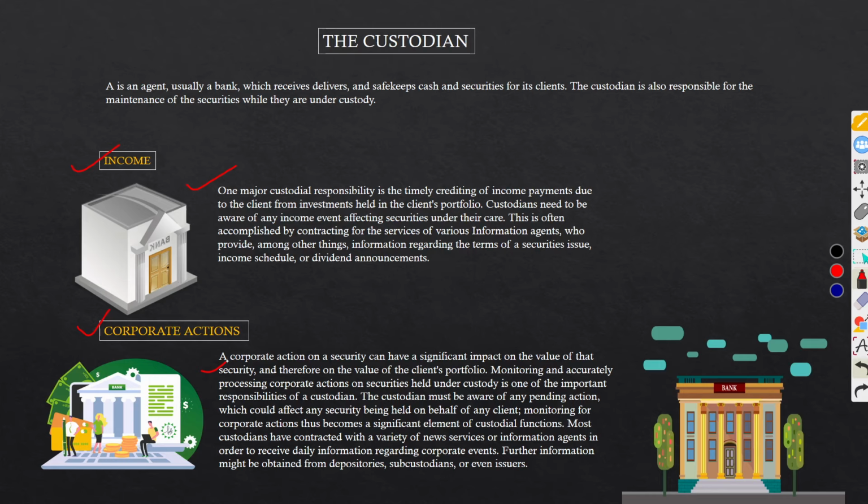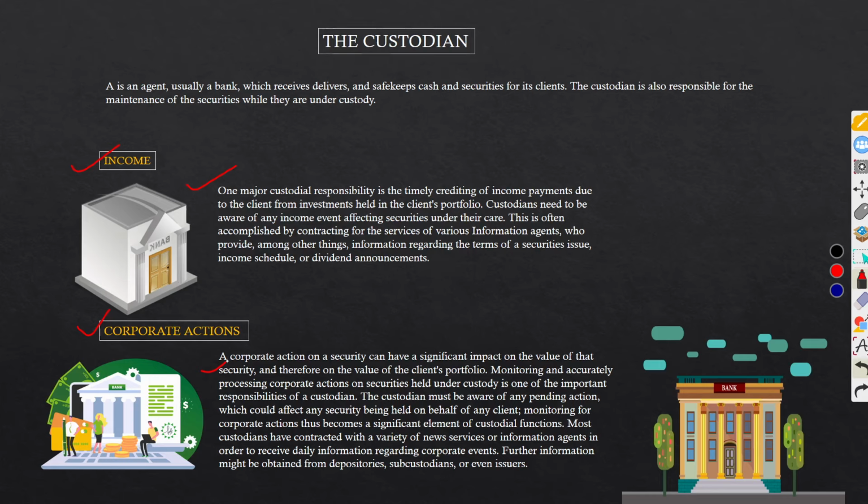And here, in the context of corporate actions, when a company announces an action on a security, it can have a significant impact on the value of that security, and therefore on the value of the client's portfolio also. Monitoring and accurately processing corporate actions on securities held under custody is one of the important responsibilities of a custodian.